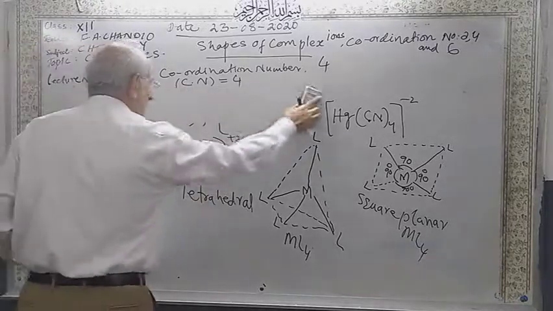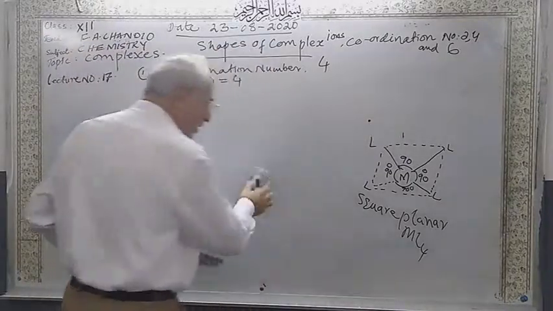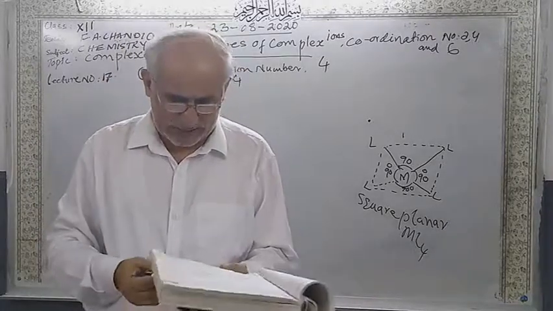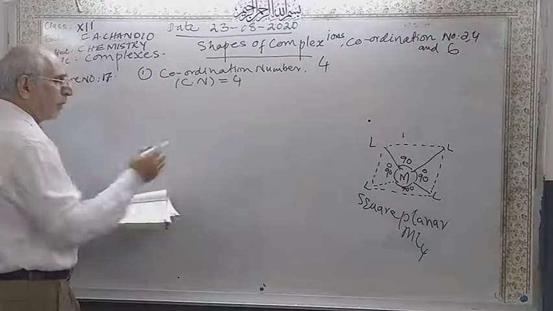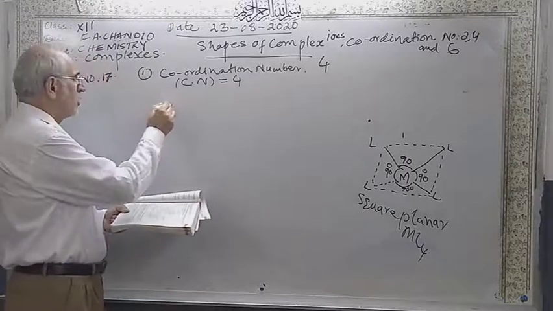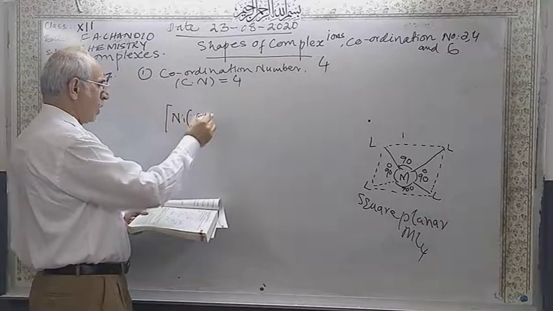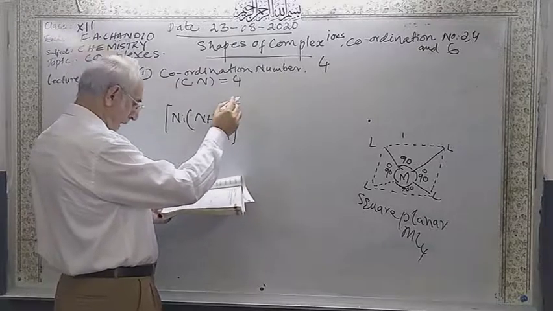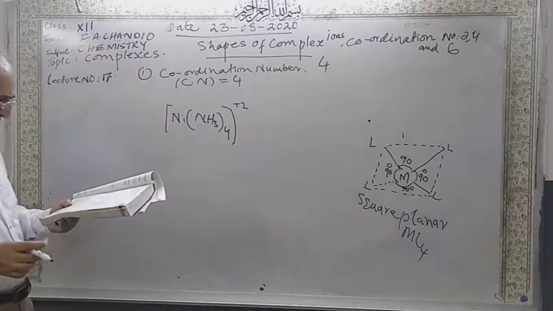Note. According to the examples in your book, square planar geometry is found in complexes of these examples which I am going to say, given in your book. Nickel and ammonia 4, there is a +2. Tetraamine nickel 2.